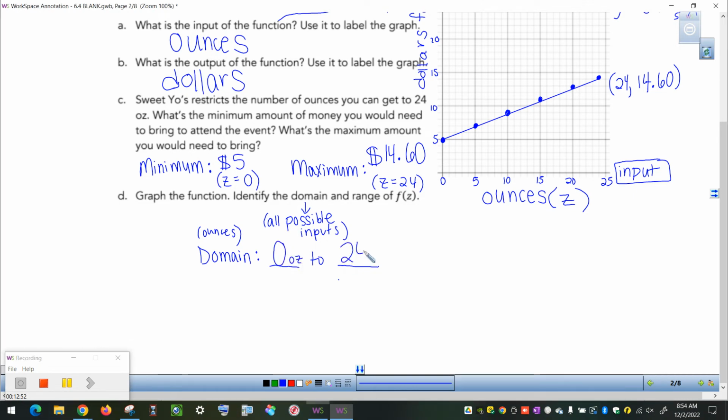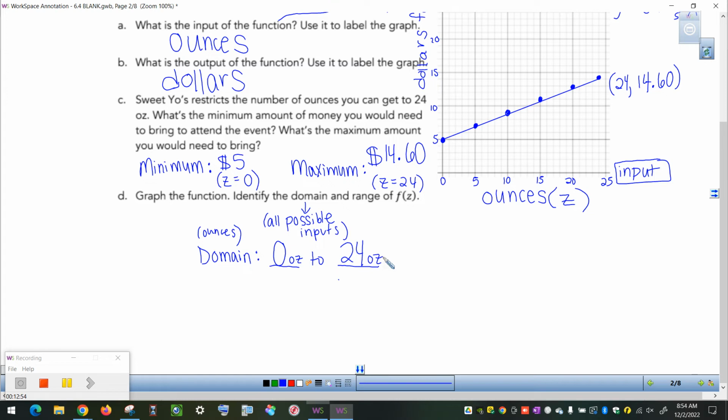All right, awesome job. So just putting a little context in here, you don't have to buy any ice cream, so it could be 0 ounces, but the most you can get is 24 ounces. Notice how domain is in line with, if we look at the x direction here, horizontally on our graph, it's like the end points that correspond with the x-axis. All right, so that's our domain.